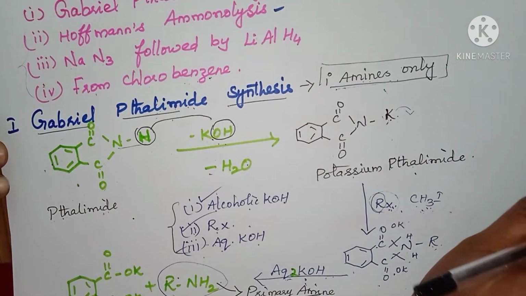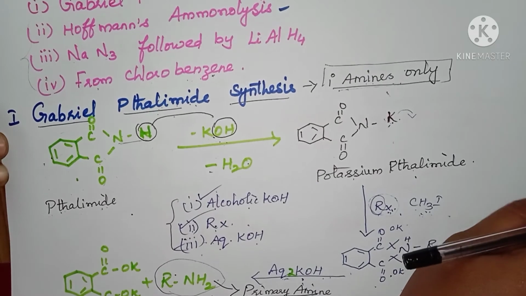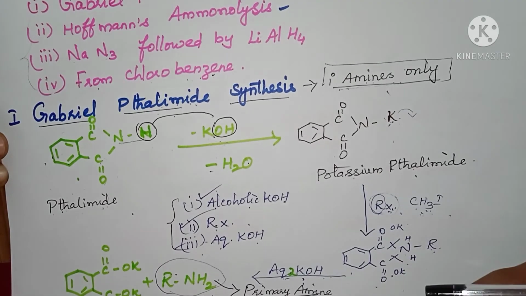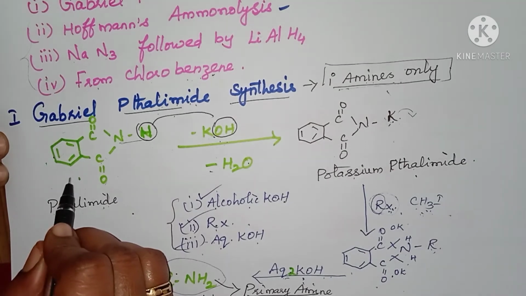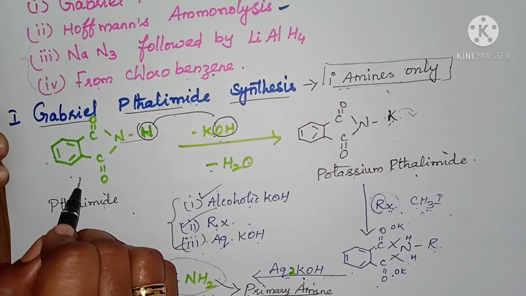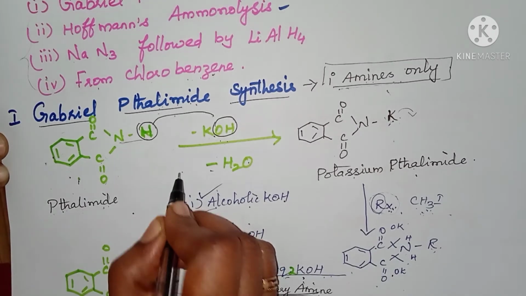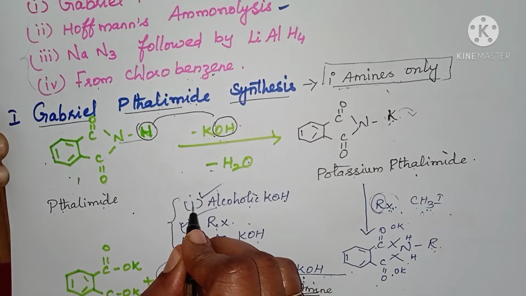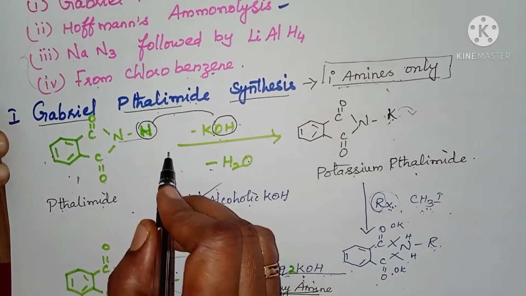Remember this. If you know the steps, you can get the reactant very easily. You need not memorize by heart, you should just understand the concept. Now we are going to take the Thalimide compound. Thalimide is treated with KOH. That is the first step.